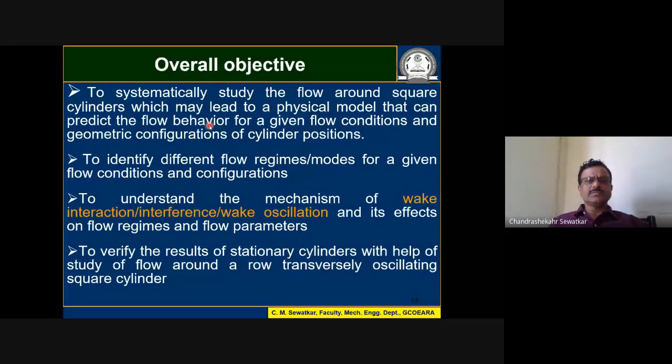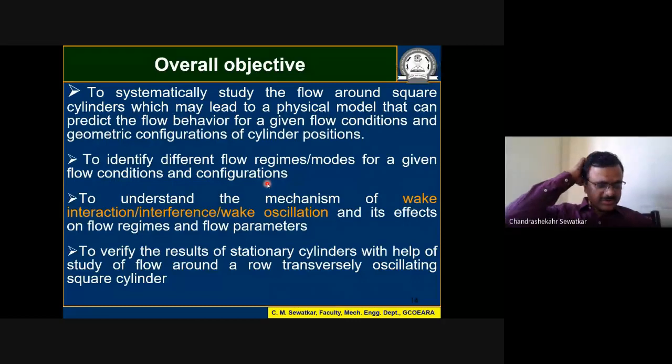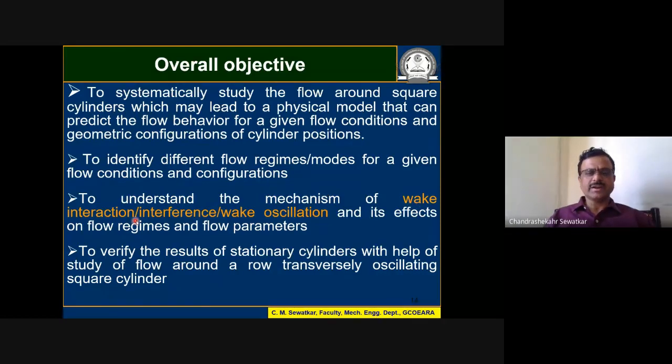So the overall objective is to substantially study the flow around square cylinders, which may lead to a physical model that can predict the flow behavior for given flow conditions and geometric configurations of the cylinder positions. The other objective is to identify different flow regimes. We will look at these flow regimes as we go ahead, to identify different flow regimes, modes for given flow conditions and configurations. The moment I change the configuration, my flow regime may change. That is what we will look at. We'll also try to understand the mechanism of wake interaction, wake interference, wake oscillation, and its effects on the flow regimes and flow parameters.